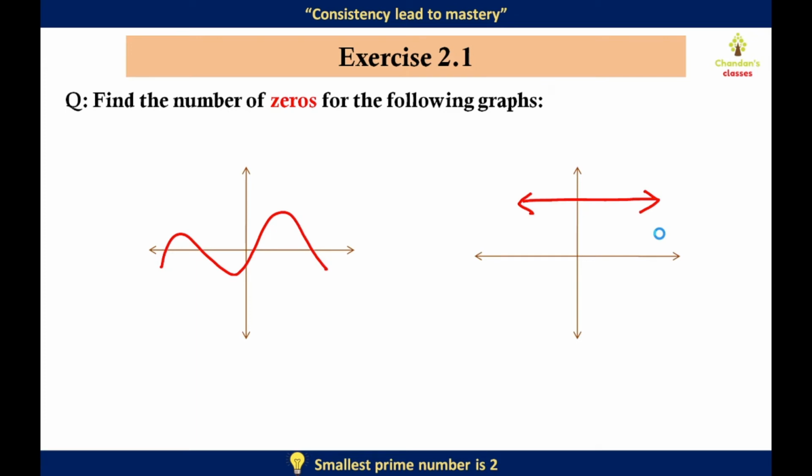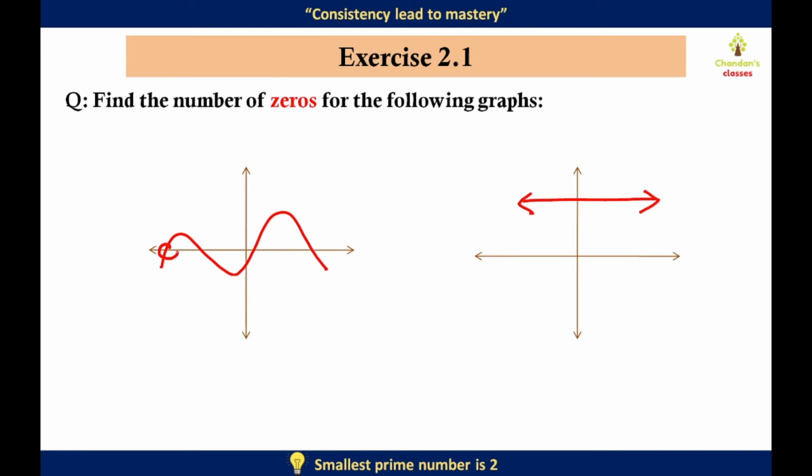I have taken 2 sample questions, others you can solve on your own. Now the question is, find the number of zeros for the following graphs. The graphs are given and you have to answer the number of zeros for the corresponding graphs. The concept is very simple. All you have to do is look at the graph and try to understand at how many points the graph intersects the x-axis. How many points?